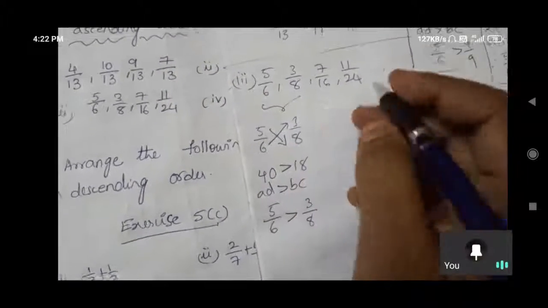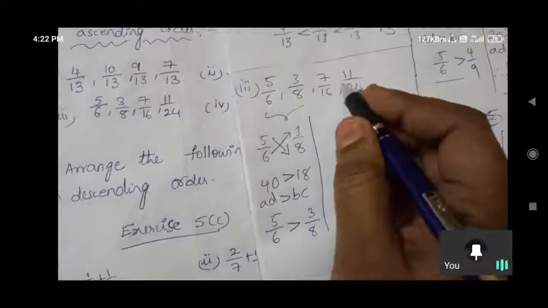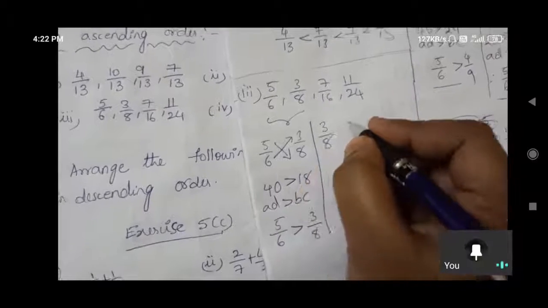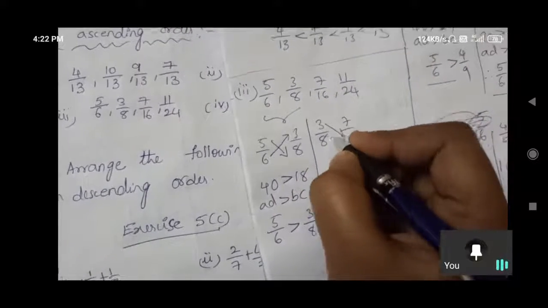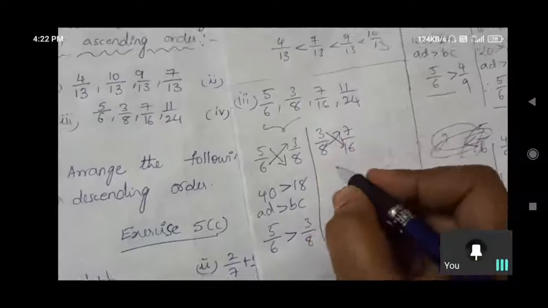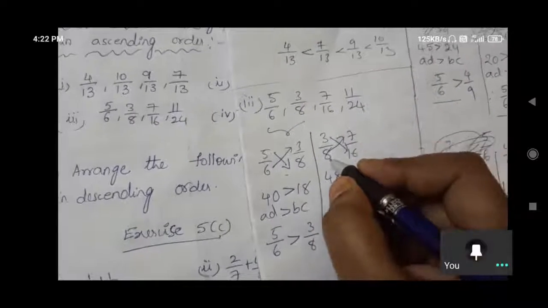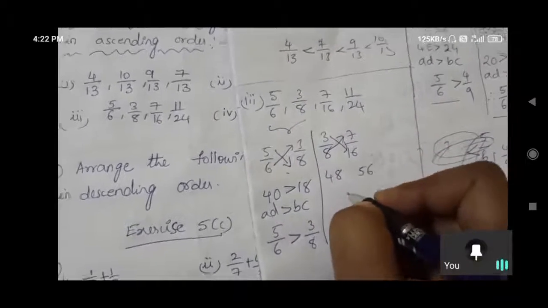Okay, next we can compare these two. 3 by 8, 7 by 16. Cross multiply. 6 3s are 48, 7 8s are 56. Which one is bigger among these two?